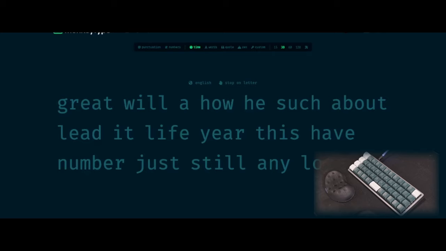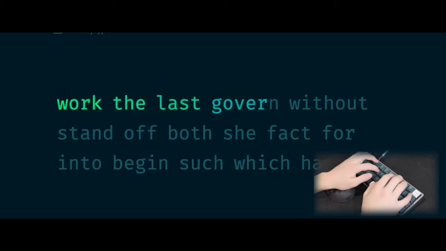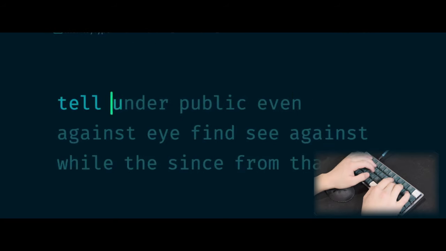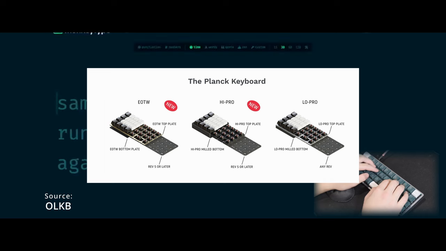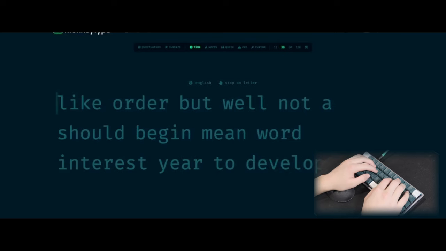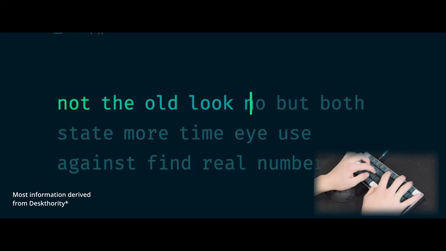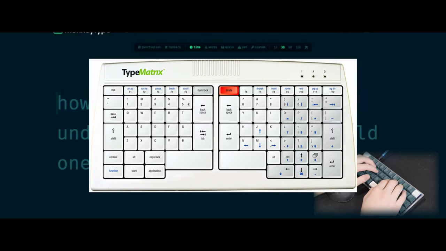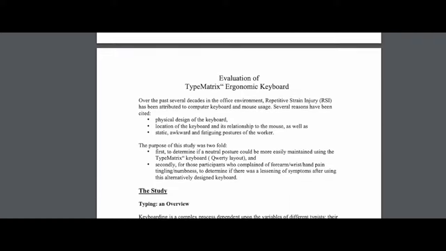Alright, so we just discussed how staggered keyboards came to be, and why we don't need them anymore. So how did ortholinear happen? Most sources seem to point hands at Jack Humbert, designer and creator of the extremely popular OLKB Planck keyboard. However, the ortholinear layout itself, or matrix layout, can be dated back further, all the way to the Type Matrix ergonomic. I'll be honest, finding information about this keyboard and when it was actually first designed was quite difficult.